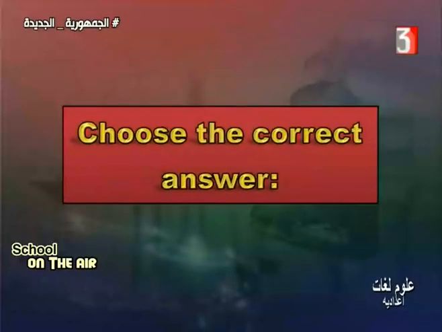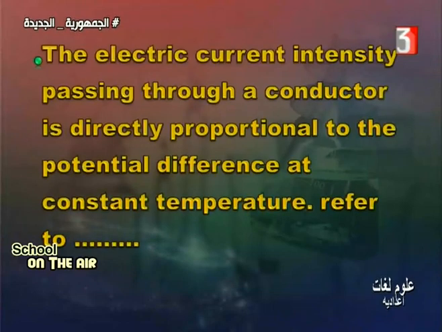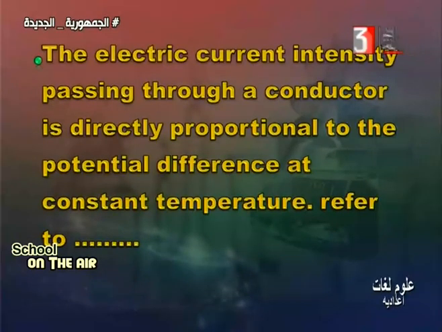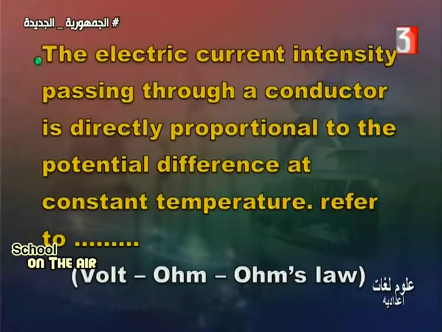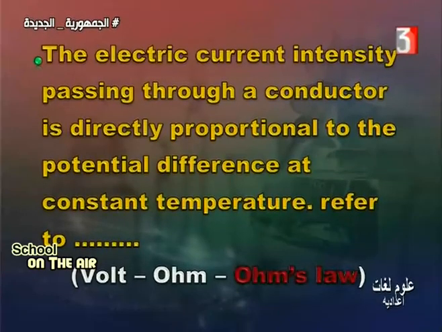Another question, choose the correct answer: the electric current intensity passing through a conductor is directly proportional to the potential difference at a constant temperature. Refer to Ohm's law.